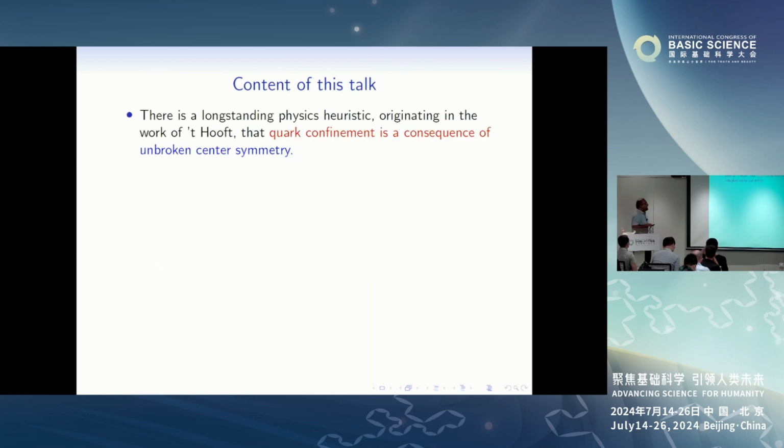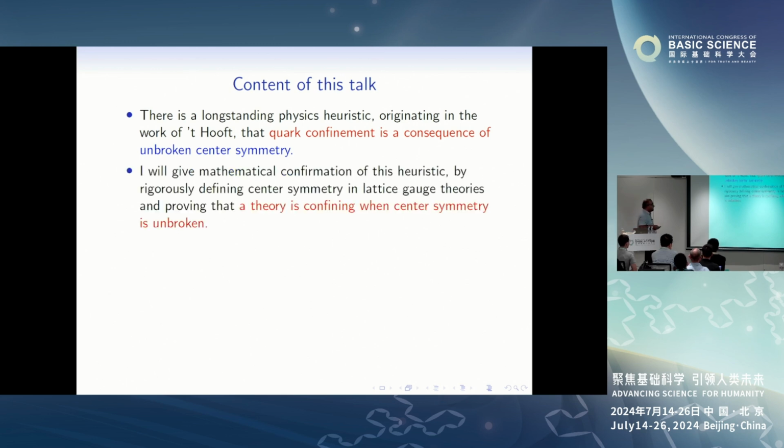Okay, so what am I going to talk about here? There is this longstanding physics heuristic, originating in the work of 't Hooft, that quark confinement is a consequence of unbroken center symmetry. Now, I will give a mathematical confirmation of this heuristic. This unbroken center symmetry is not rigorously defined. So I'll first give a rigorous definition of center symmetry, as best as I understood from the physics literature, in lattice gauge theories, and then I'll prove that a theory is confining when center symmetry is unbroken.